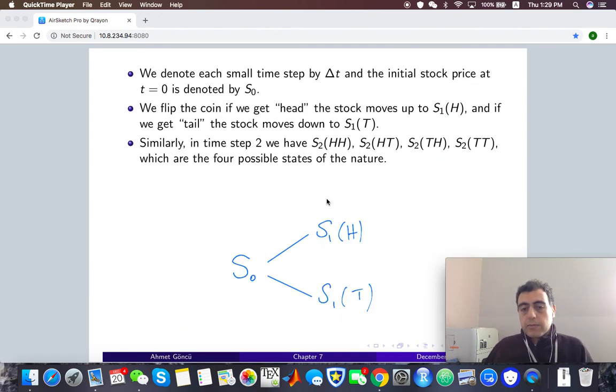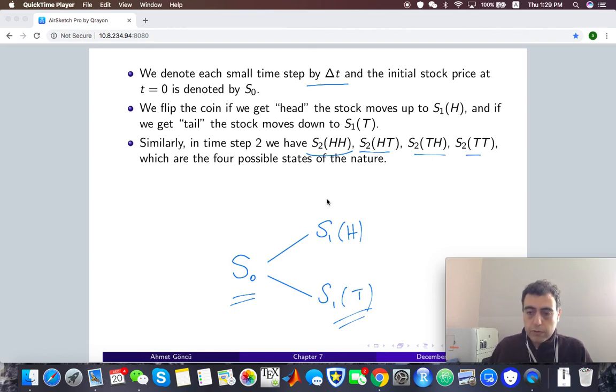In the binomial model, we will first explain what happens in one time step, and then this can be generalized to n time steps. You can see that we have these delta t time steps, and the initial stock price is S_0. There are two states of nature in our binomial model. The stock price can either go up or go down. These are denoted with these possible realizations.